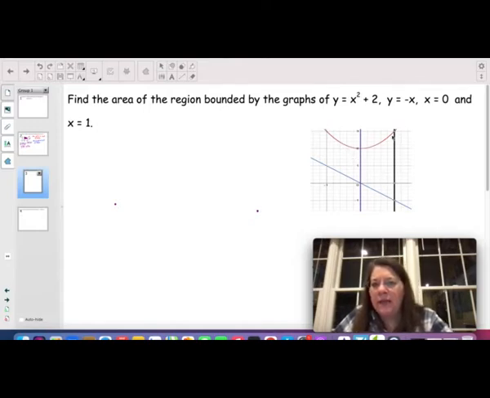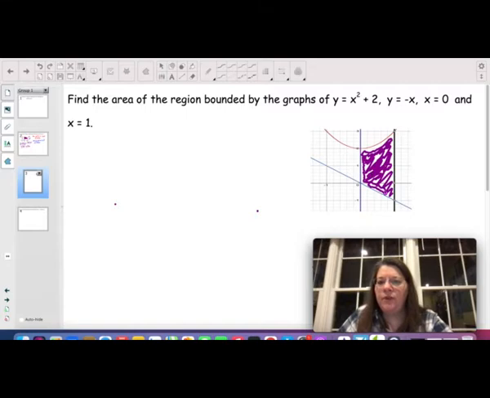So here is a picture of the region they're talking about. This red line is y equals x squared plus 2. This one is y equals negative x. X equals 0 is the y-axis, and x equals 1 is this black line right here. So the region that we're talking about is this region right here. And if we're talking about the region bounded by these four lines, well, our a and b would go from 0 to 1, and the top function f of x would be x squared plus 2, and the bottom function would be negative x.